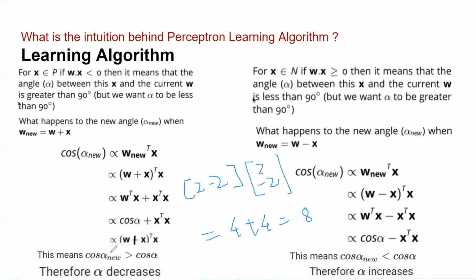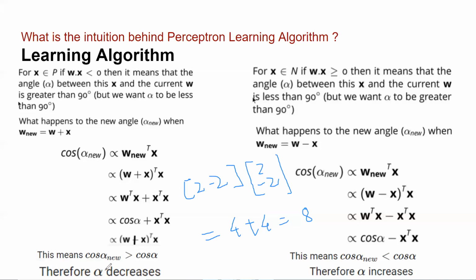So this cos alpha new is greater than cos alpha, right? Because on the right-hand side you have cos alpha, and if you add a certain quantity to cos alpha to make it cos alpha new, then cos alpha new is greater than cos alpha. If cos alpha new is greater than cos alpha, that means alpha new will decrease. It will be less than alpha.